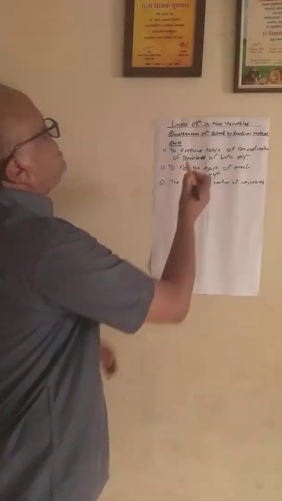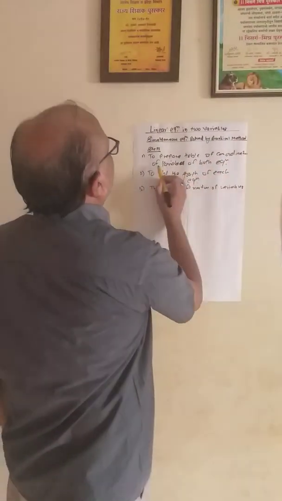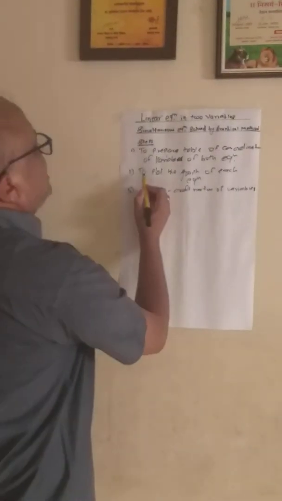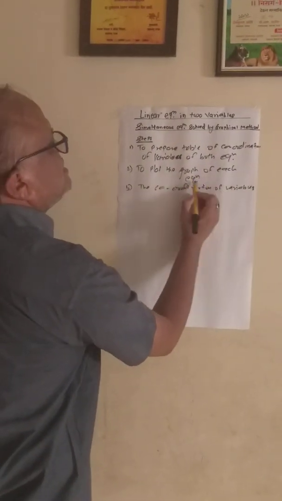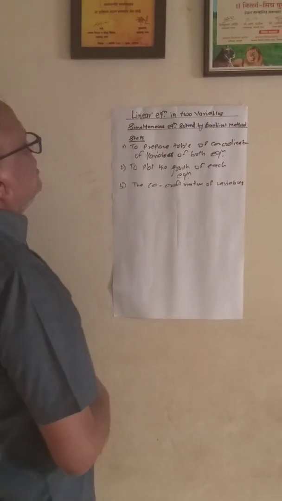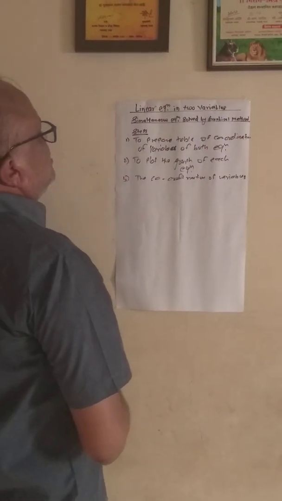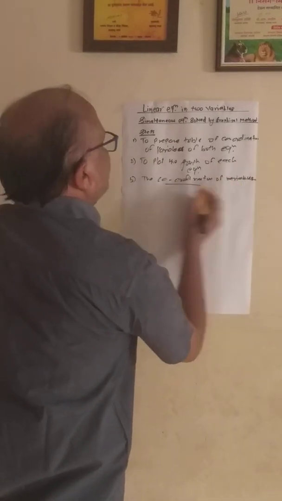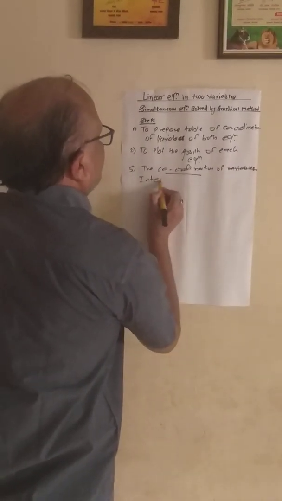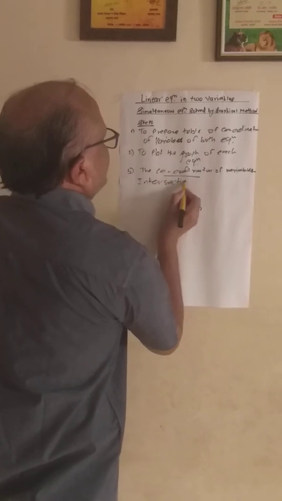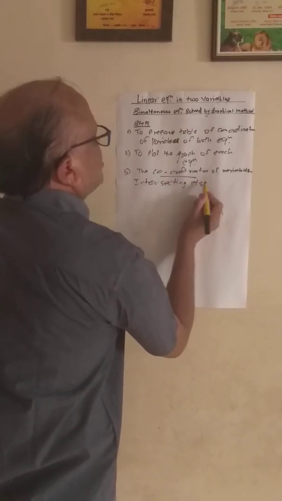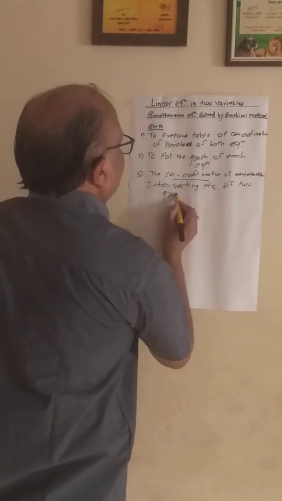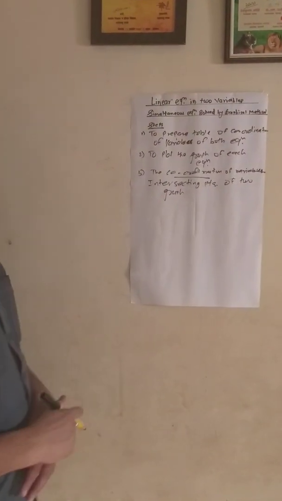First step is to prepare the table of coordinates of the variables of both equations. Second step is to plot the graph of each equation on graph paper. Third is to find the coordinates of the intersecting point of the two graph lines.